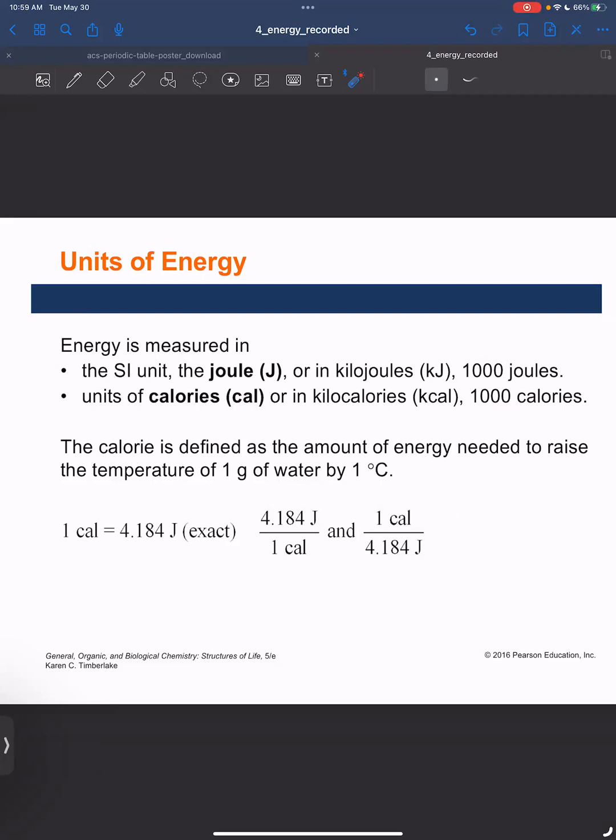The calorie is defined as the amount of energy needed to raise the temperature of 1 gram of water by 1 degree Celsius. And 1 calorie is equal to 4.184 joules. That's an exact number, so we will not need to use that value for significant figures. And you can write this equality as 2 conversion factors, which we will use in dimensional analysis.